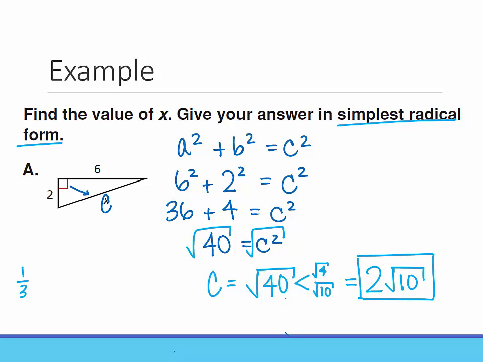Just like fractions, like 1/3. If you write 0.333, this is rounded where this one's exact. Same thing if we were to type the square root stuff into our calculator. This is an exact answer.